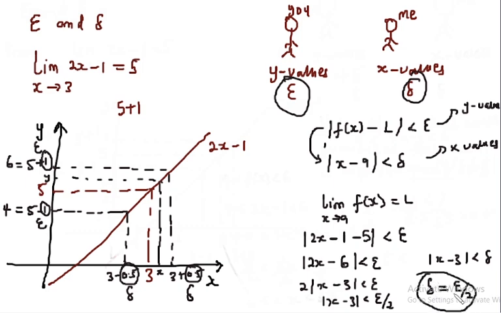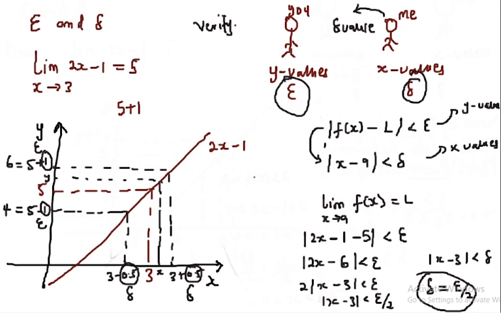For any value of epsilon you decide to give me for this limit, the value of delta that I'll give back to you is epsilon over 2. When I give you back the value of delta from the epsilon value you gave me, you have to verify that the value is true. So how do you verify it?